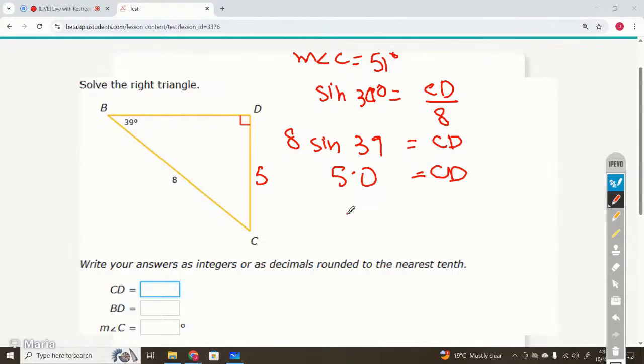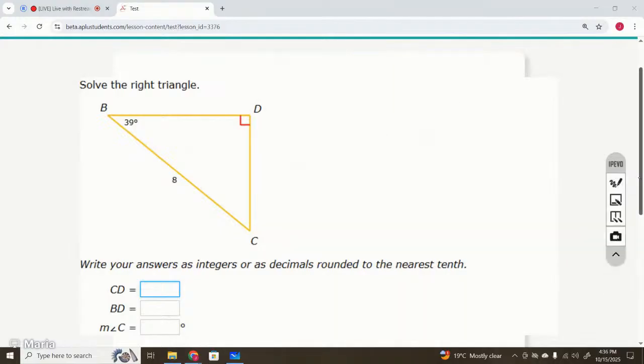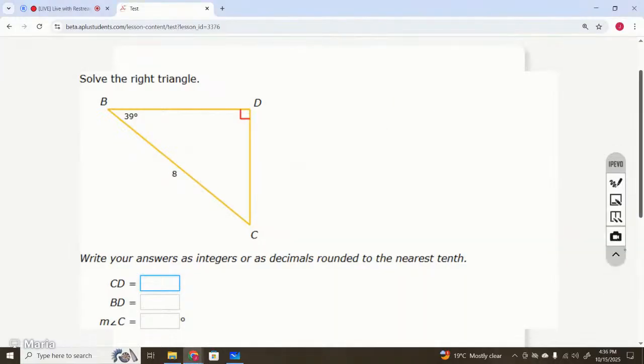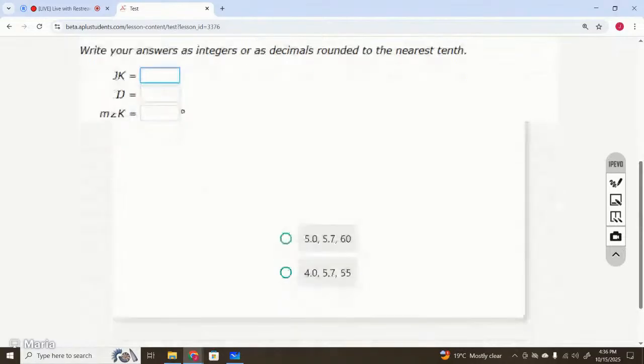Now we are given two of the sides, so we need to evaluate using the Pythagorean theorem. 8 squared equals 5 squared plus BD squared. 8 squared is 64, minus 25 equals BD squared. 64 minus 25 is 39. So the square root of 39 equals 6.2. So the correct option is option number 1: 5.0, 6.2, and 51 degrees. Got it?